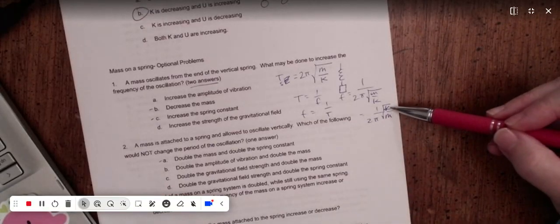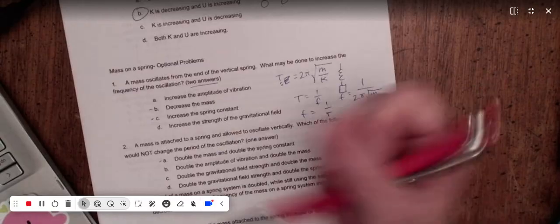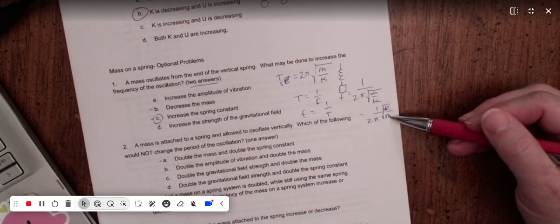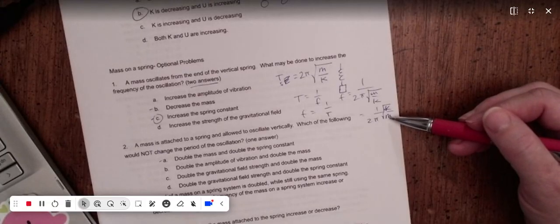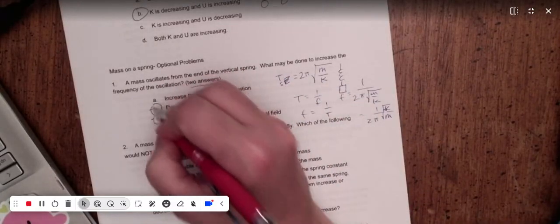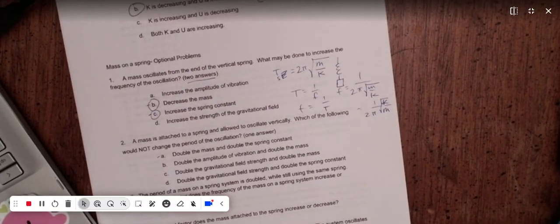Okay, so if I increase the spring constant, that's going to make my frequency value bigger. So that's one of my choices. And then if I decrease the mass, now I've got a smaller number on the bottom here, decreasing the mass, that's also going to increase my frequency. So those two things would increase frequency.